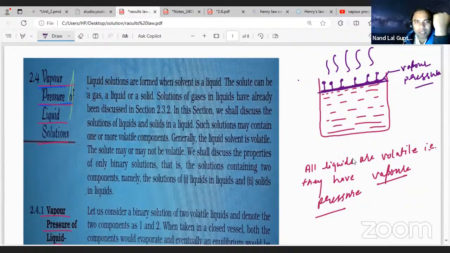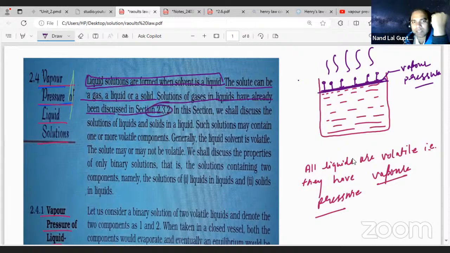Now here you see, liquid solutions are formed when the solvent is liquid. The solute can be solid, liquid or gas, but the solvent must be liquid. Solutions of gases in liquid were already discussed in the Henry law section. In this section, we shall discuss the solution of liquid and solid in liquid. Firstly liquid in liquid, then solid in liquid.